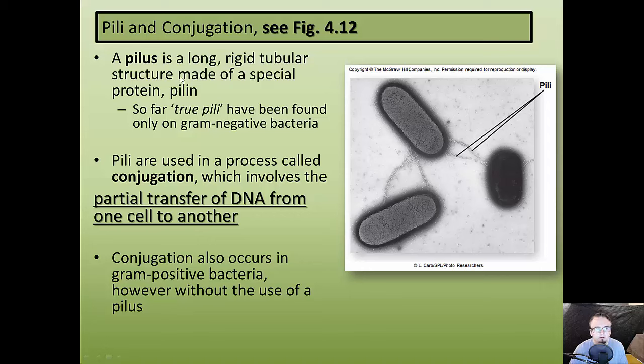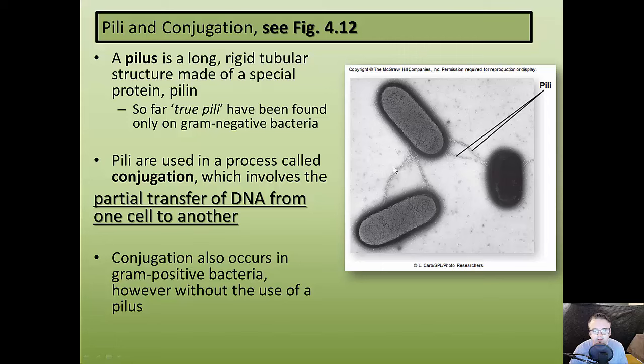Now, the third type of attachment mechanism is called a pilus or a pilus, as I mentioned, and this one is a little unique in that it typically provides attachment between two bacterial cells in order to allow for the transfer, or at least the partial transfer, of DNA from one cell to another. So partial transfer of DNA from one cell to another. This transfer of DNA is called conjugation, and it's something that bacteria do uniquely of themselves.